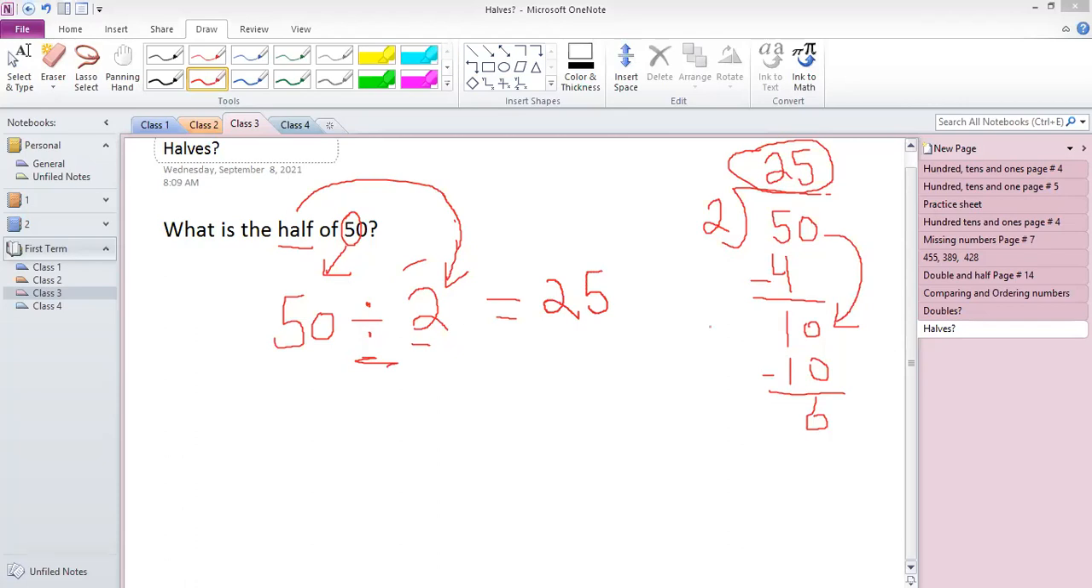Very good. Now, please take out your notebooks and we will do some practice for that. Take out your notebooks, guys. Take out your notebook and write the date today. Today is 8 September 2021 and it is Wednesday. The topic is double and half.